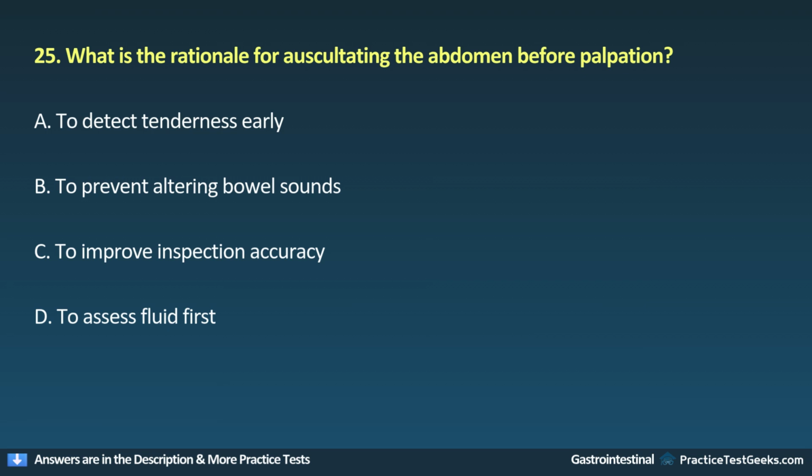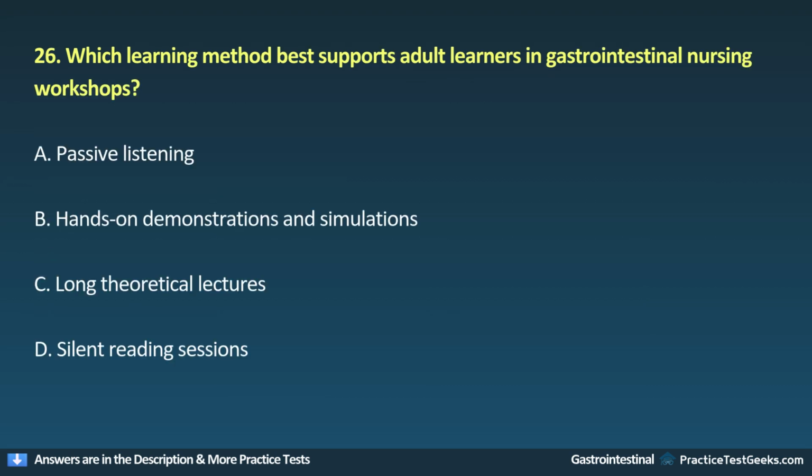25. What is the rationale for auscultating the abdomen before palpation? A. To detect tenderness early. B. To prevent altering bowel sounds. C. To improve inspection accuracy. D. To assess fluid first.